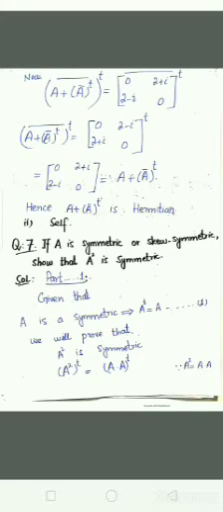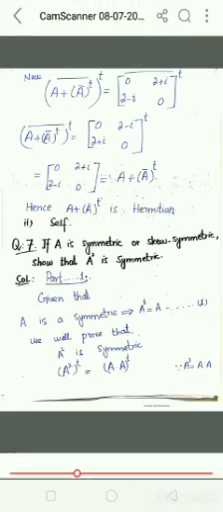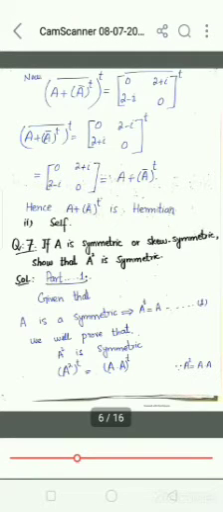So we will obtain the matrix 0, 2 minus iota, 2 plus iota, and 0. So now we apply transpose on this matrix. After applying transpose on this matrix, first row will be changed into first column and the second row will be changed into second column, and we will get the matrix A plus A conjugate transpose again.